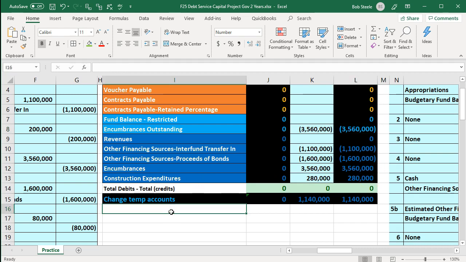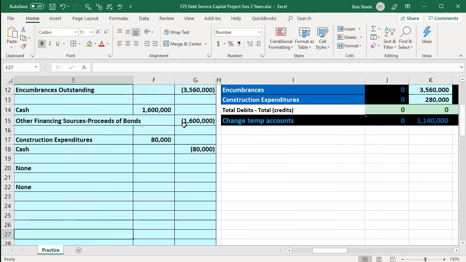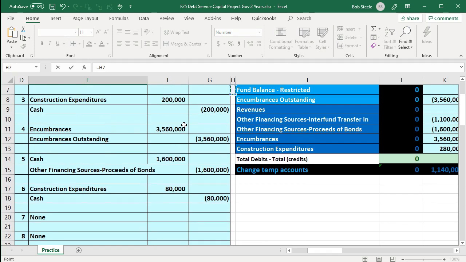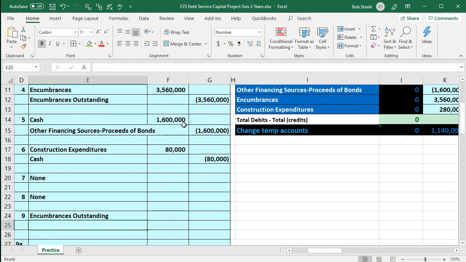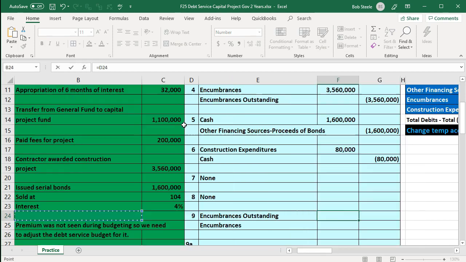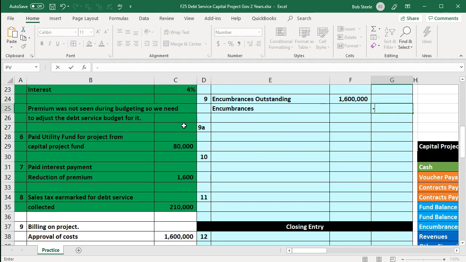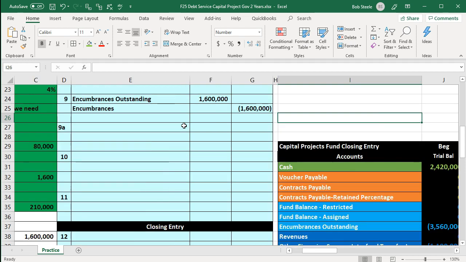So we're going to first reverse the encumbrances. We have a credit in encumbrances outstanding, so we're going to debit the encumbrances outstanding. So let's do that first. We're going to debit. This equals the debit to encumbrances outstanding. And then the other side is going to go to encumbrances. So encumbrances. And then the amount in cell F24 is going to be equal to, we'll scroll down to the amount, that 1,600,000. That'll be the debit and the credit. Let's post this first, and then we'll record the expenditure, which will be the same amount.